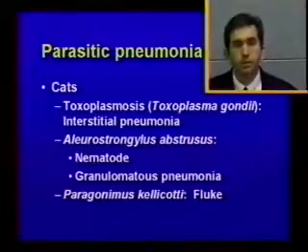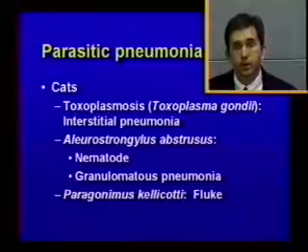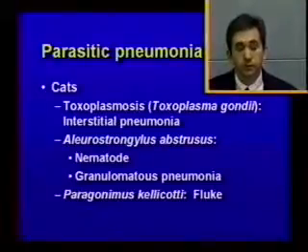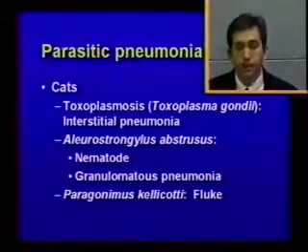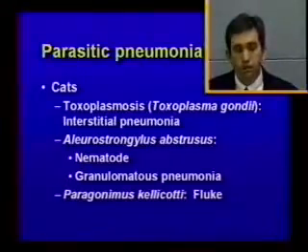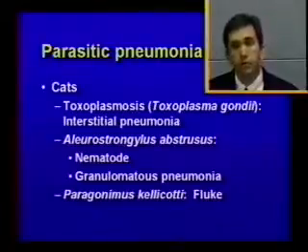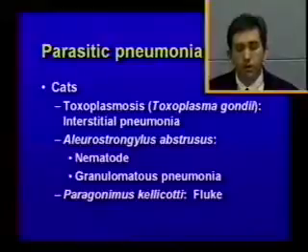There are some parasites of cats that are known to cause parasitic pneumonia, and the most famous of these would be toxoplasmosis, caused by the agent Toxoplasma gondii. This causes an interstitial pneumonia, which means that the agent replicates in the epithelium that lines the alveolus of the lung.